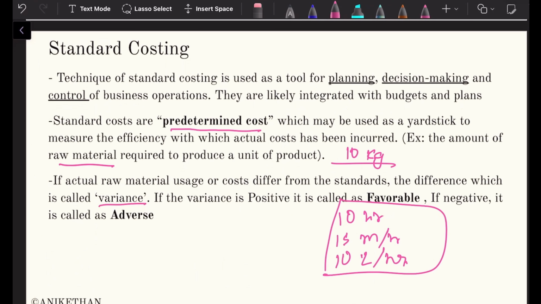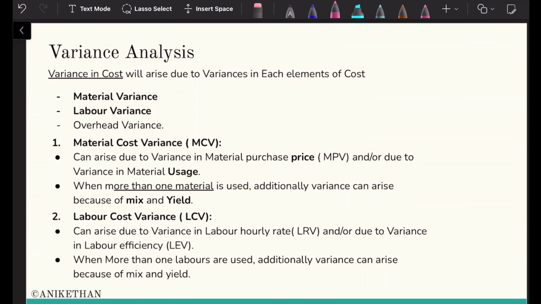From the examination point of view, let's dip deeper into your syllabus. Basically there can be 3 types of variance. In fact, there can be more. In your syllabus so far, it is material, labor and overhead. Other than that, there can be profit and sales variances also. From the examination point of view, material cost variance and labor cost variance are important.